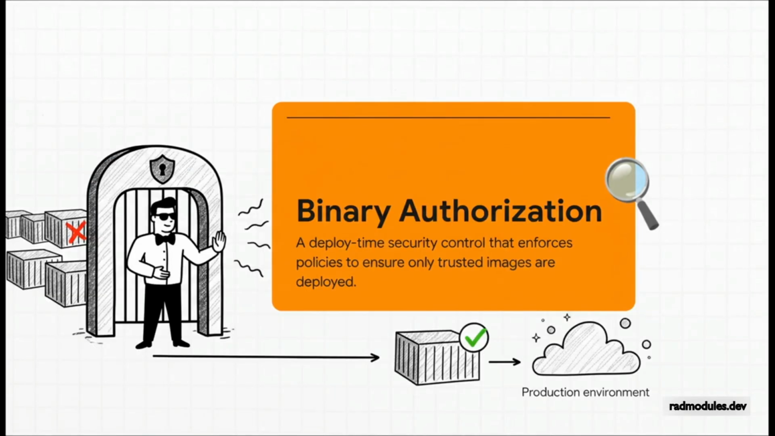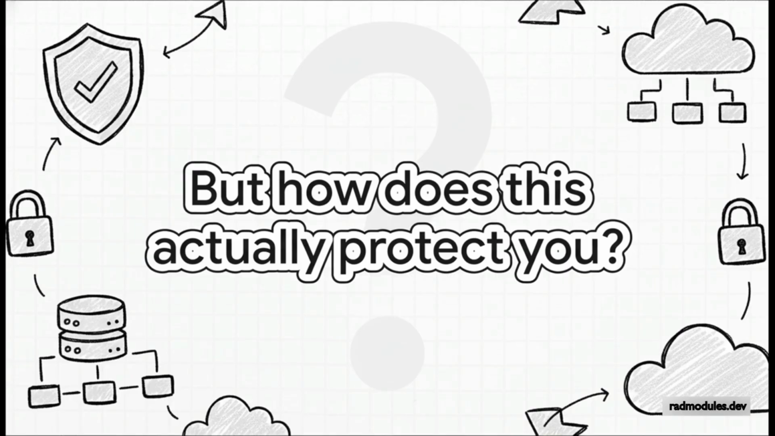So why do we care about a birth certificate? Because of this guy, Binary Authorization. This is the security gatekeeper for your production environment. Think of it like the bouncer at a club. It has one simple rule. You can only deploy containers that have been officially verified and are on the approved list. Which, of course, leads to the big question.